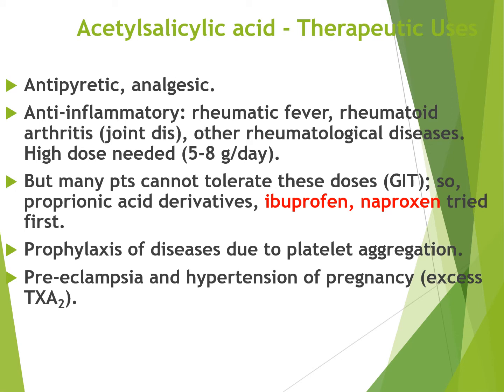Acetyl-salicylic acid is used as an antipyretic and analgesic agent. As an anti-inflammatory, it is used for the treatment of rheumatic fever, rheumatoid arthritis, joint disease, and other rheumatological diseases. But for treatment of these diseases, a very high dose is needed, about 5 to 8 grams per day. Many patients cannot tolerate these doses, so propionic acid derivatives, ibuprofen and naproxen, are tried first.